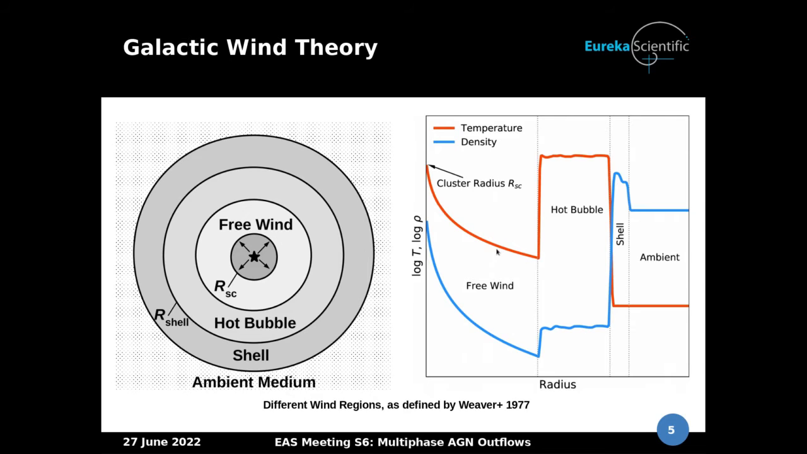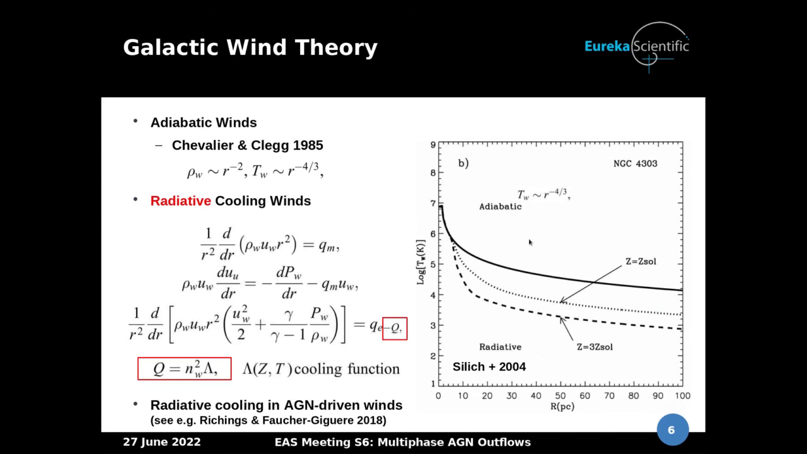There are 4 different regions of galactic wind defined by Weaver in 1977. First is the free expanding wind, then the hot bubble, after that the formation of the shell, which is followed by the ambient medium. For larger scale galactic winds, there is a theoretical model developed by Chevalier and Clegg in 1985, in which they study adiabatic winds.